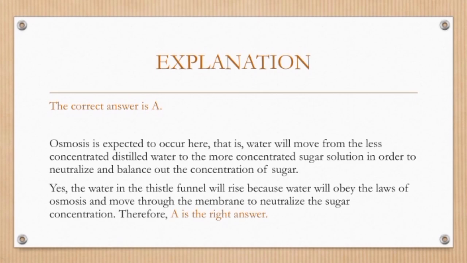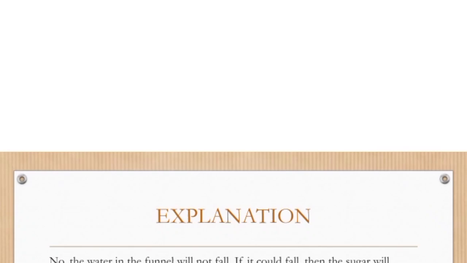Osmosis is expected to occur here. So there is movement of water from the less concentrated distilled water to the more concentrated sugar molecules in order to balance out the concentration of the sugar. That is why A is the answer. You can also see other questions related to that for more details.